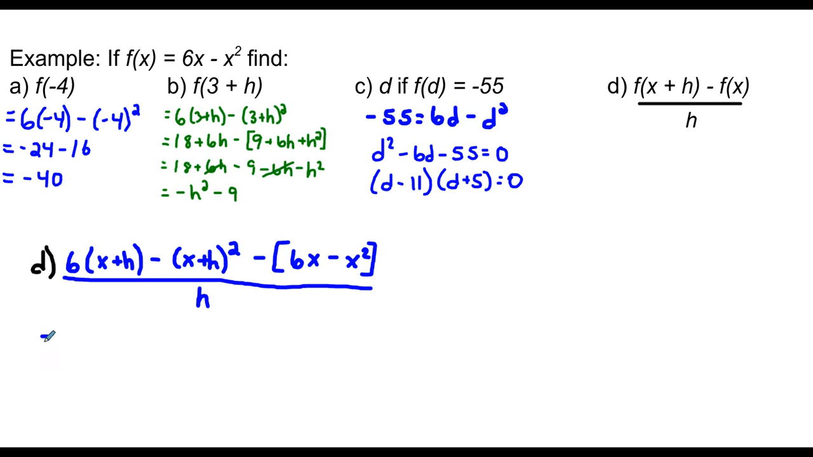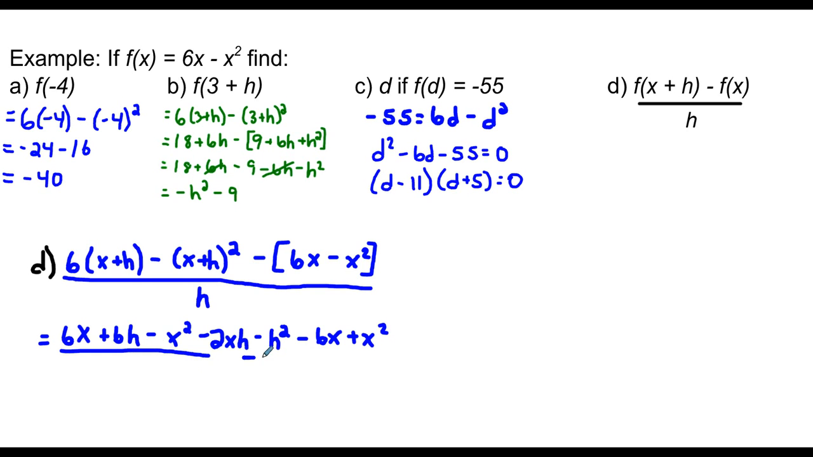Once I get to this step, then I'm going to have to do some expanding and combining like terms. So I'm going to get 6x plus 6h minus x squared minus 2xh minus h squared, so that is the squaring of the binomial and the distribution of that negative sign. And then to distribute this last negative sign, I'm going to have minus 6x plus x squared. All of this is still over top of h.